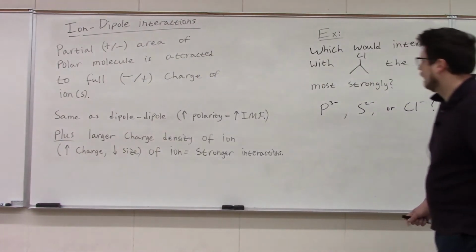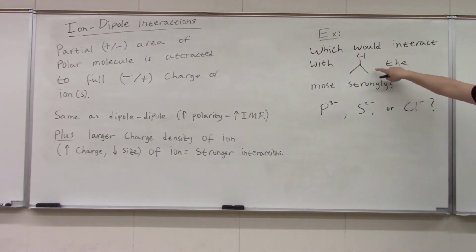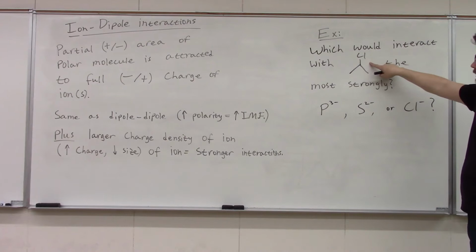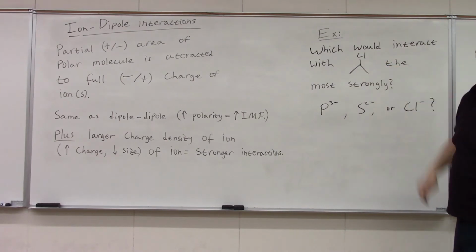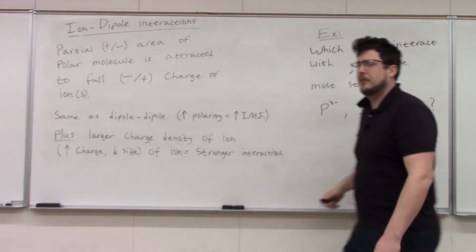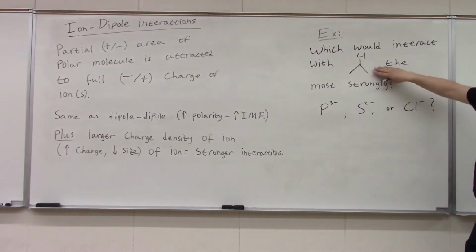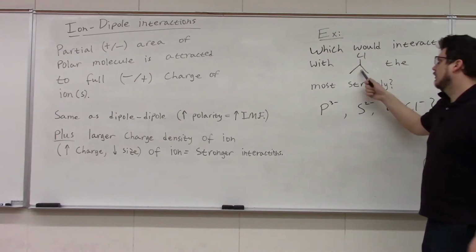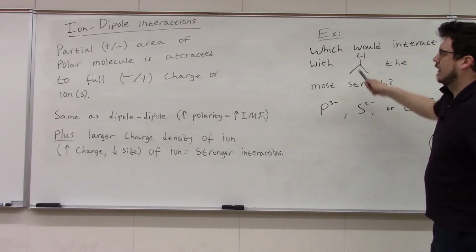So if we have something like this guy right here, this polar molecule from the last video, 3 carbons with a chlorine in the middle, or something similar to it. I guess those actually have longer chains. This has less non-polar area, so it'll be a better solvent for this. Which of these ions would interact with this most strongly?